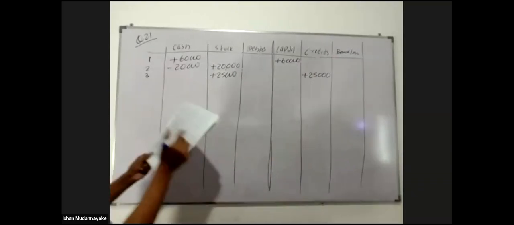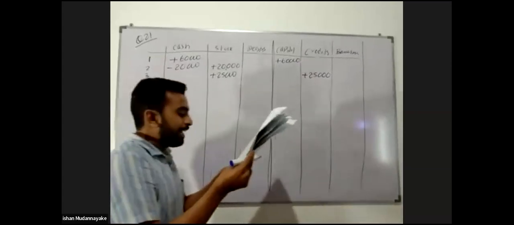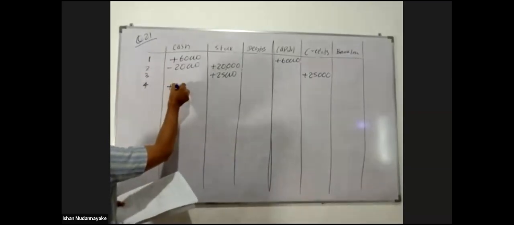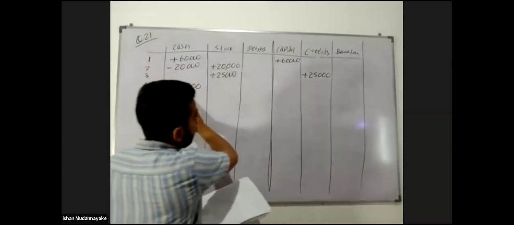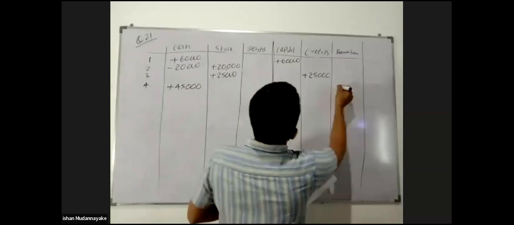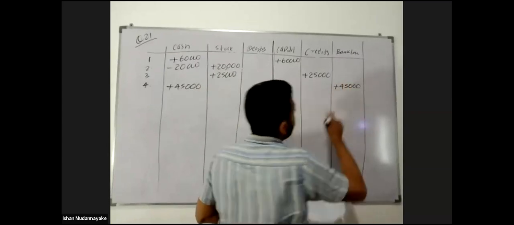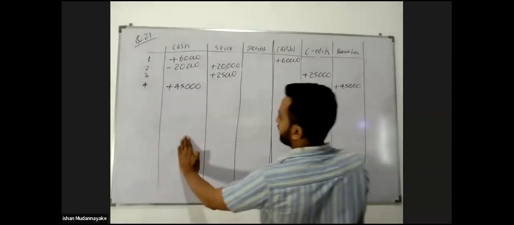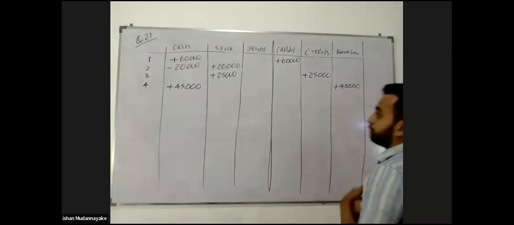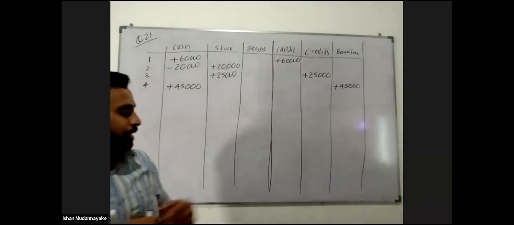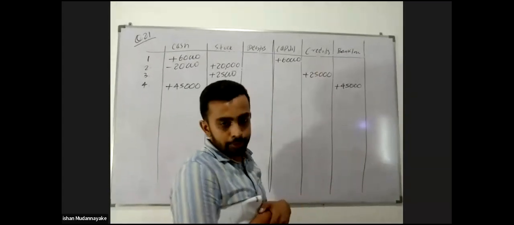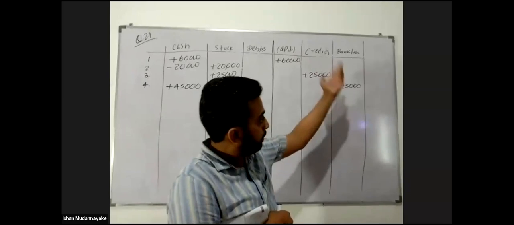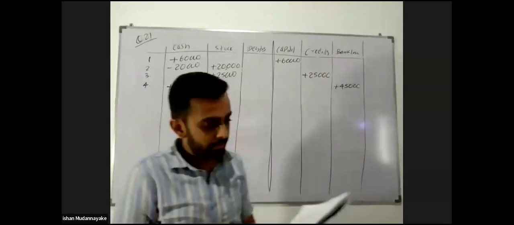Fourth transaction. Obtain a bank loan 45,000. The business received 45,000, so cash increased by 45,000, and then bank loan increased by 45,000. Every transaction has a dual impact. Cash increased by 45,000. On the other hand, liability increased, so bank loan increased by 45,000. Asset increase, liability increase.